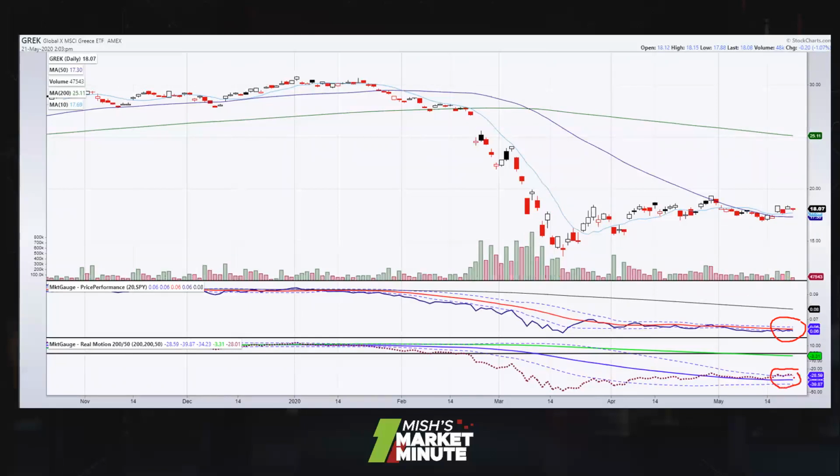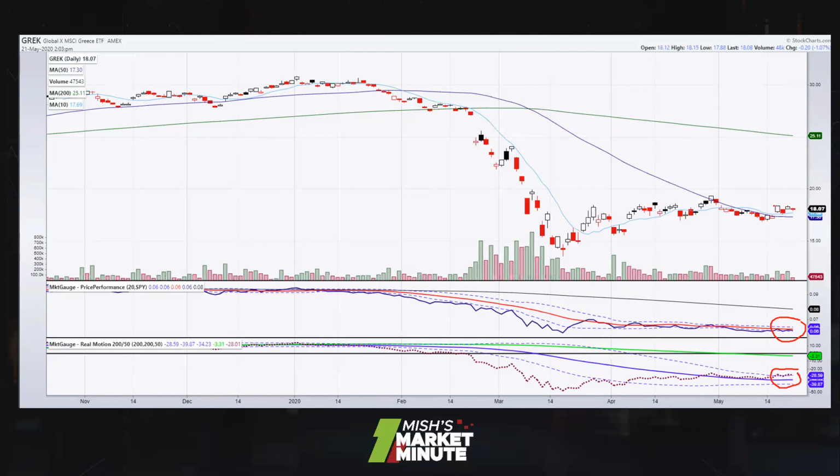Not only is it a phase change, but check out this real motion indicator here. Notice the dot has definitely cleared the 50. In fact, it cleared the 50 before the price did. It's also now clearing the Bollinger Band, and it's looking pretty good. So this would be one that I'm going to give you actual numbers for.